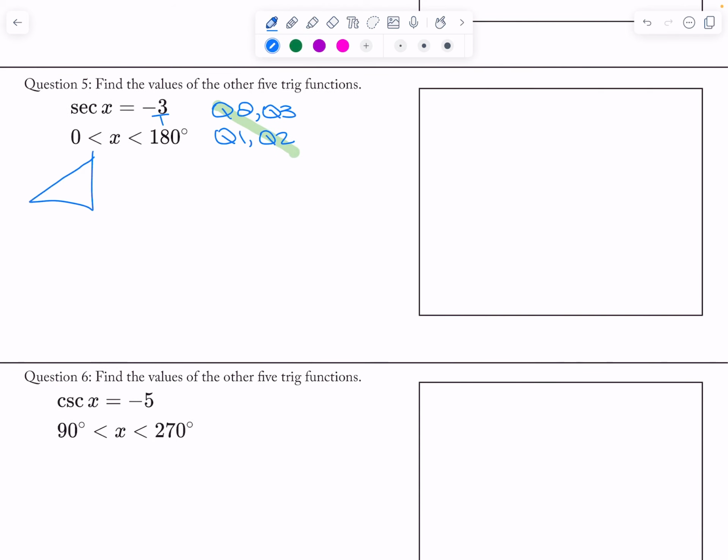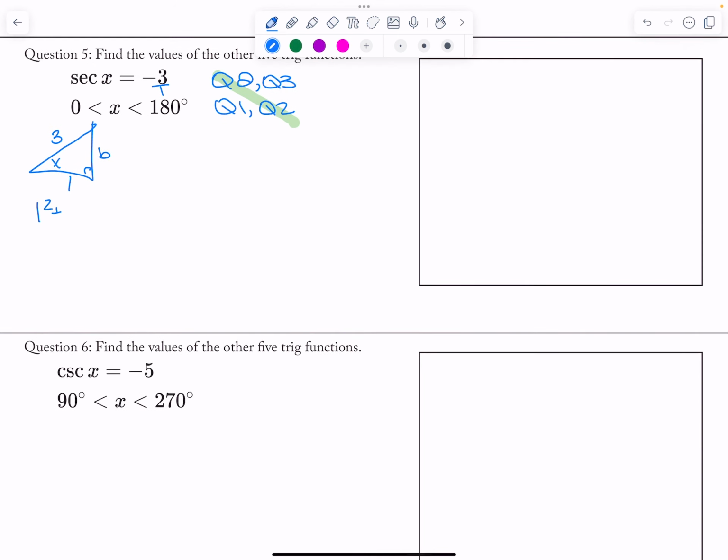So now I draw my triangle. X. And then my hypotenuse is my 3, and my adjacent side is 1. I'm trying to figure out what b is. So 1 squared plus b squared is equal to 3 squared. So b squared is equal to 8. So b is equal to root 4 times root 2. So b is equal to 2 root 2.